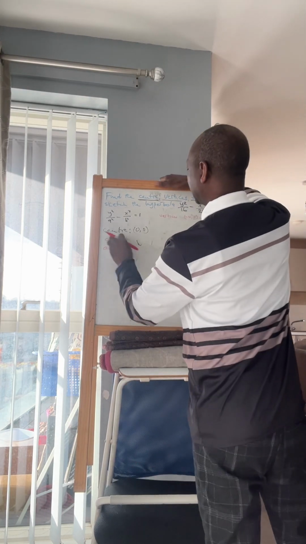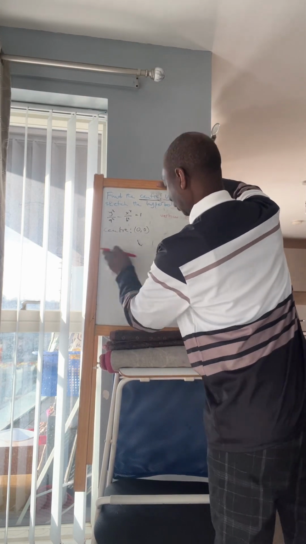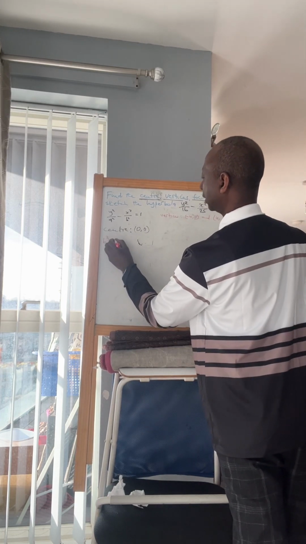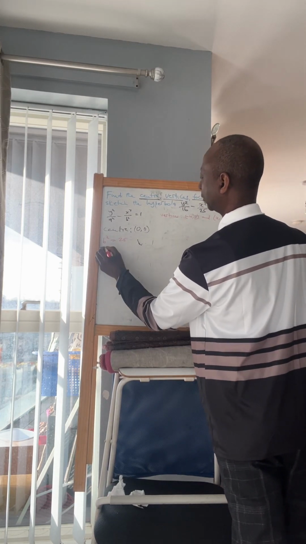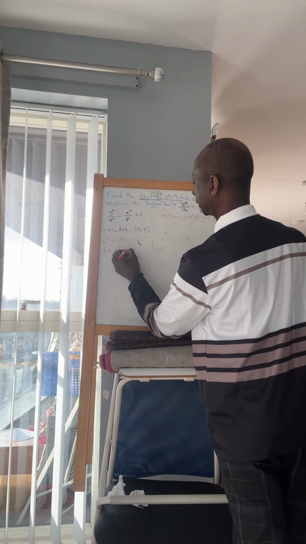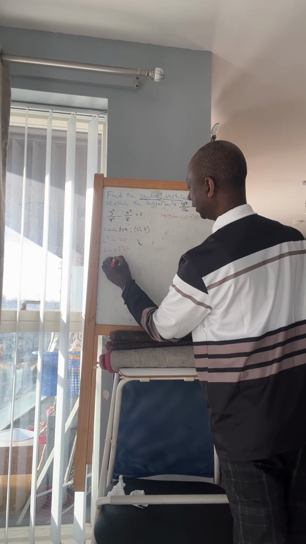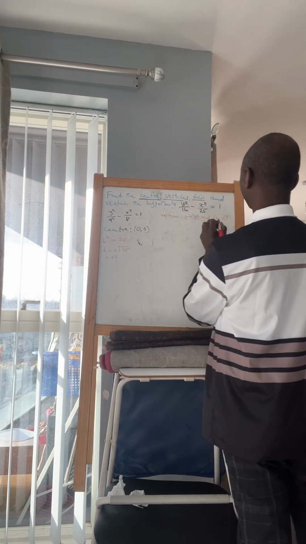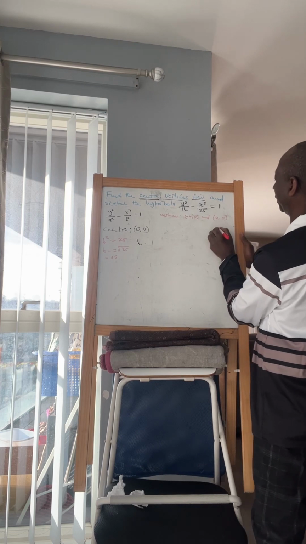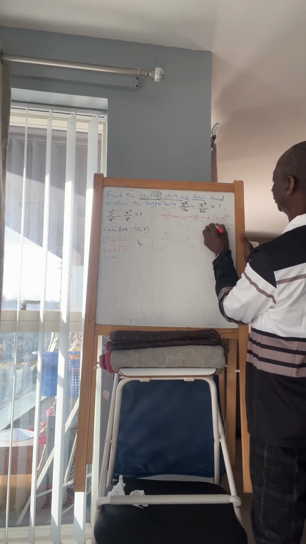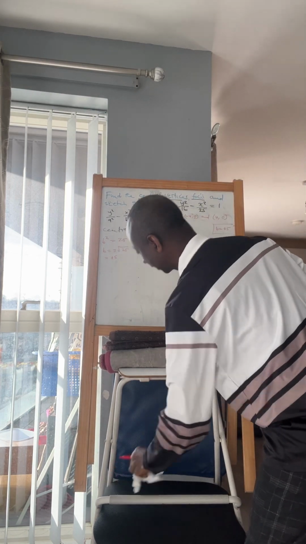Now let's calculate b. b squared is 25. Therefore, b is equal to plus or minus the square root of 25. b is plus or minus 5. Let's put it somewhere here: b equals plus or minus 5. We shall use it later on.